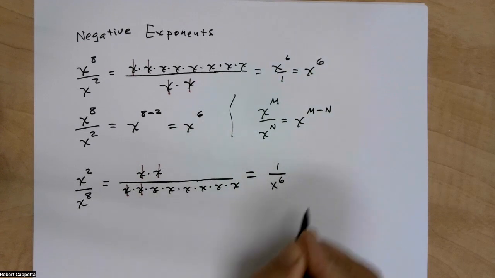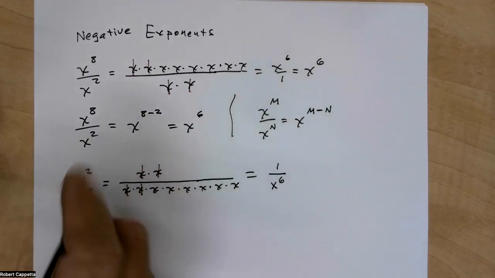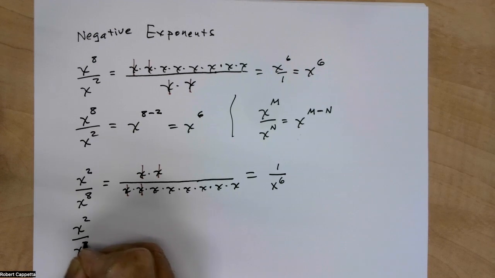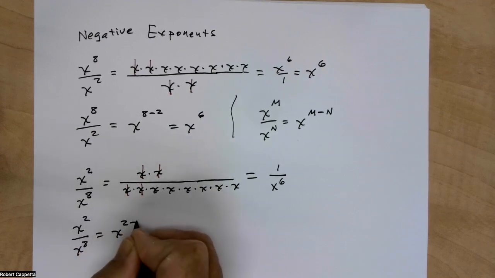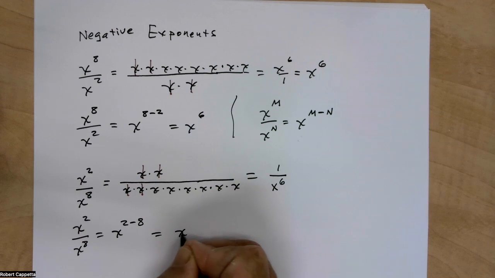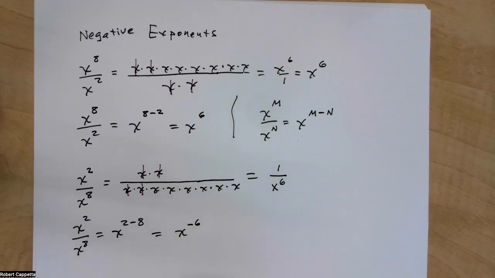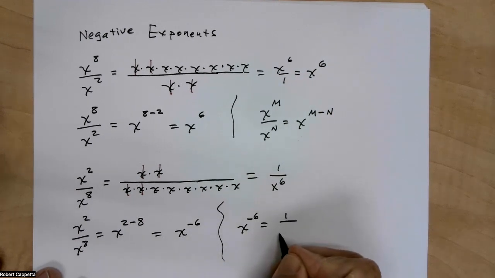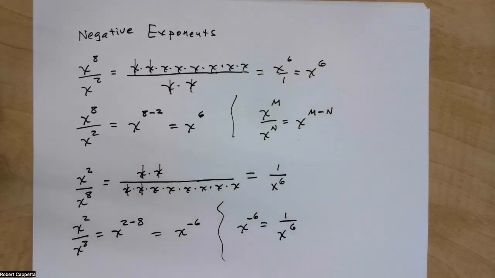which is, of course, x to the 6th. But with our rule, what will this tell us? X to the 2 over x to the 8th equals x to the 2 minus 8 equals x to the negative 6. So what do we conclude? These things have to be the same. X to the negative 6 has to be the same thing as 1 over x to the 6th. So that's in essence how we're going to define negative exponents as we make our way through this process.